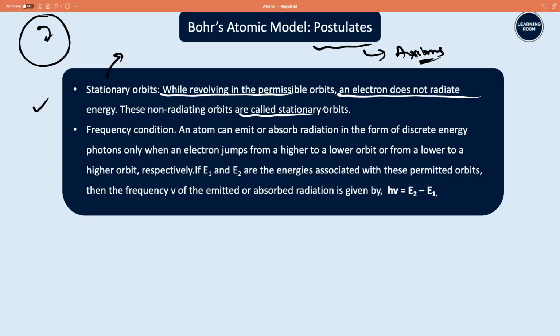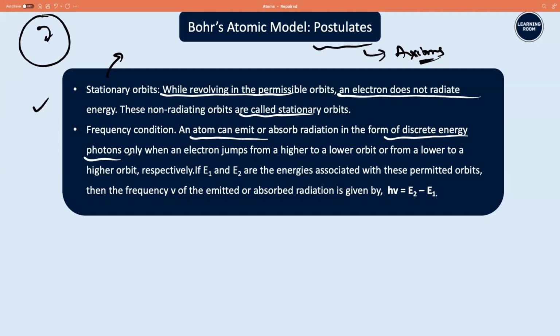Second is, he explained about the condition called the frequency condition. So frequency is basically related to energy. So here the frequency condition is stated like this. An atom basically can emit or absorb radiation. What will it do? It can either emit or absorb radiation. In what form? In the form of discrete energy photons.